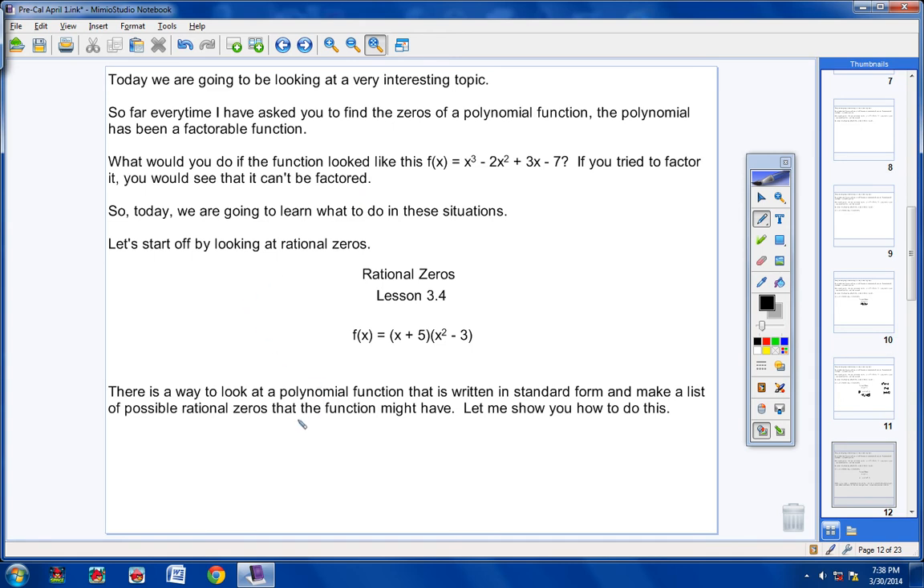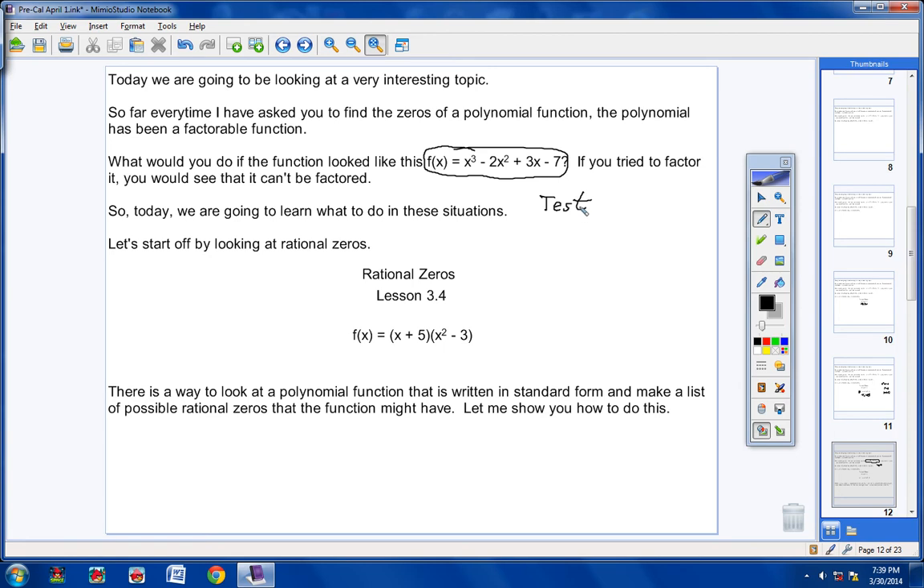There is a way to look at a polynomial function that is written in standard form. Listen to this, it's so cool. And make a list of possible rational zeros that the function might have. So we'll go back up to this example here. Caleb, Matthew, think about it. We couldn't factor this, so we have no idea what the zeros are. However, what if I could make a list of numbers for you to test and see if any of those numbers were a 0? That would be really beneficial.